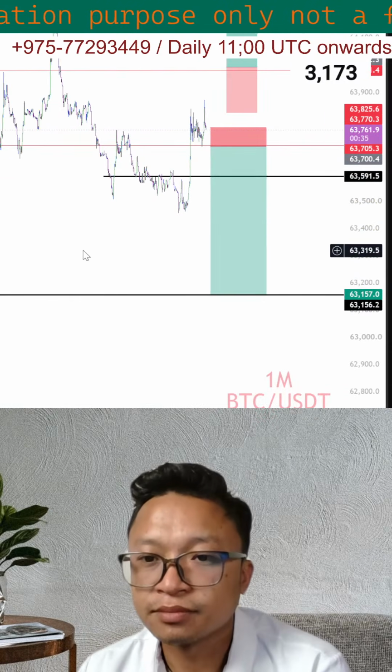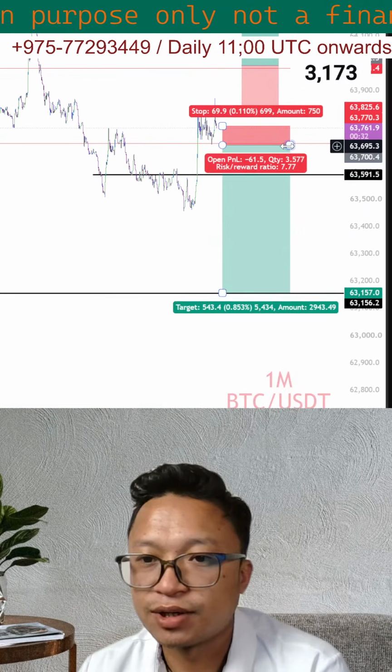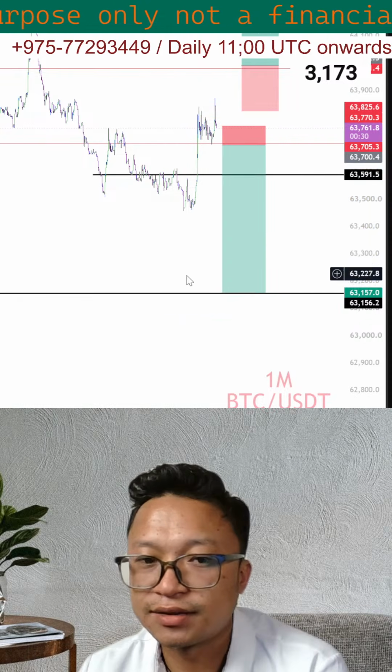Most probably we'll try to take short positions below those levels and target these levels on the downside.